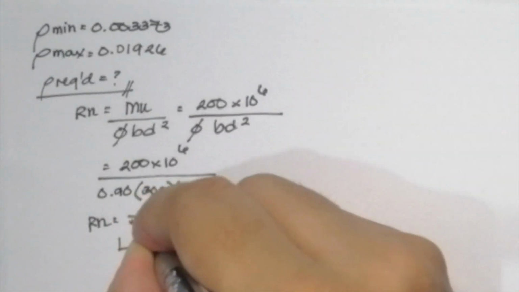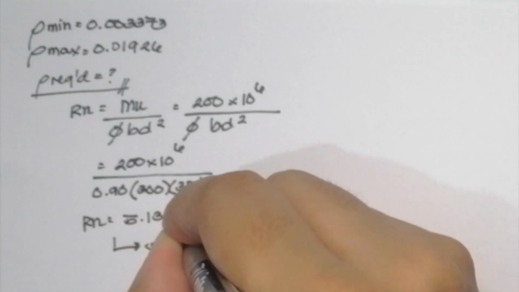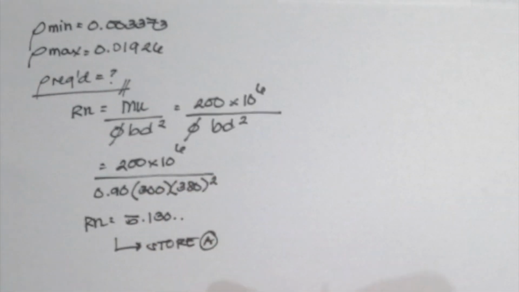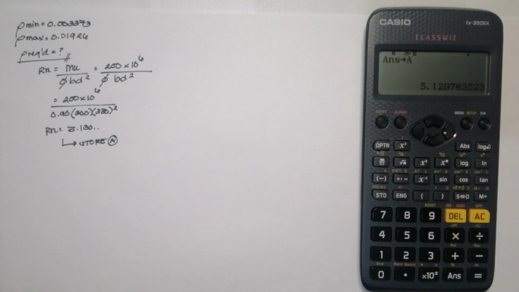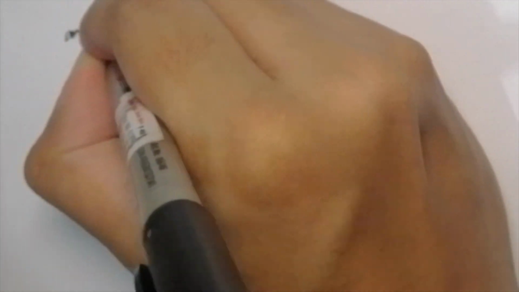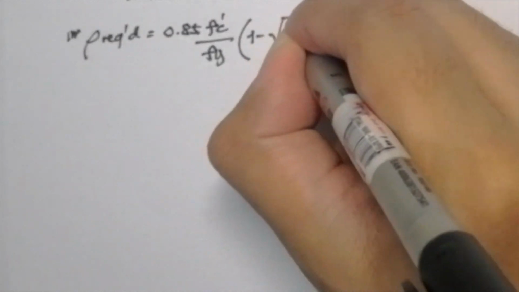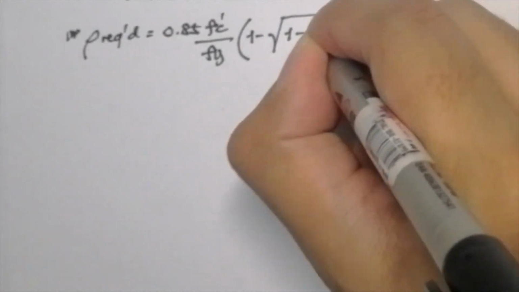5.129783, or we should store it in any variable in our calculator so that there will be no discrepancy in our solution. So in this case, I will store it at A. So now we proceed to solving the value of the required reinforcement ratio. So the formula is 0.85 fc prime over fy, all multiplied by 1 minus square root of 1 minus 2Rn over 0.85 fc prime.